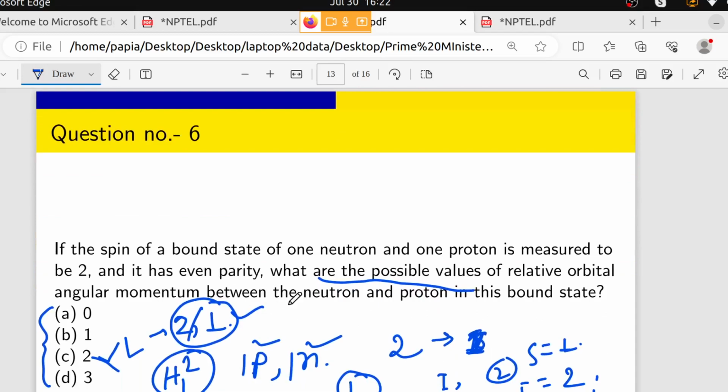Now in the sixth question, they were asking: if the spin of a bound state of one neutron and one proton is measured to be 2 and it has even parity, what are the possible values of relative orbital angular momentum between the neutron and proton in this bound state? As there are two constraints given, total angular momentum is 2 and parity is even, we get L equals 2. Relative orbital angular momentum will be 2.